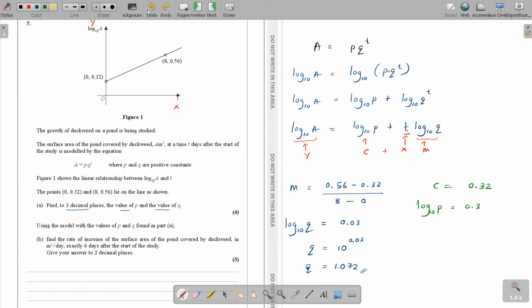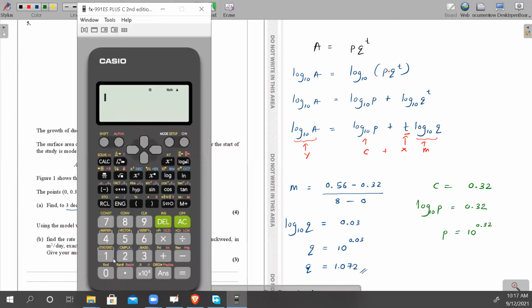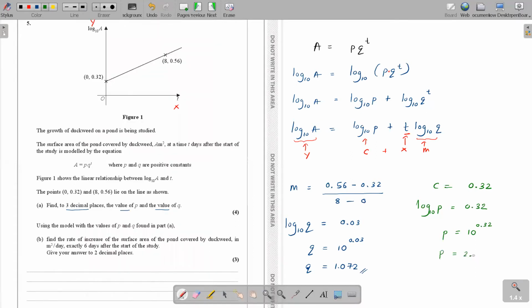So then what we do here is we take log to index. 10 to the power of 0.32 equals p. So turn log to index. Now it's a matter of putting the whole thing in the calculator: 10 to the power 0.32. That gives me 2.0892. To 3 dp, the 2 is smaller than 5, so 2.089. So p equals 2.089. Those are the values of p and q, correct to 3 decimal places.